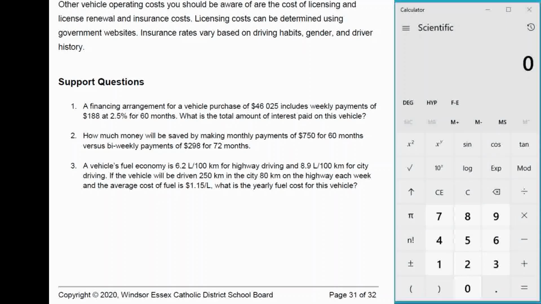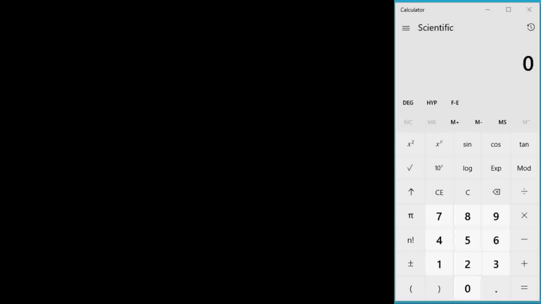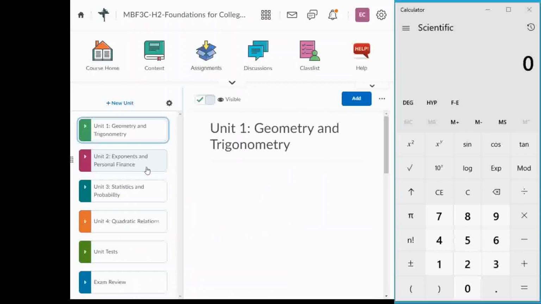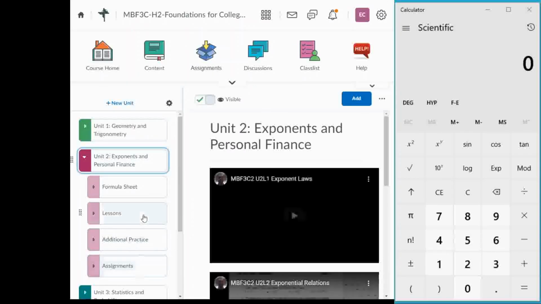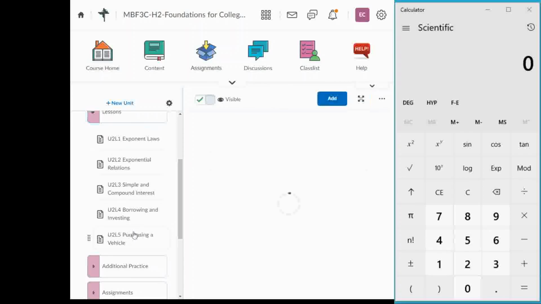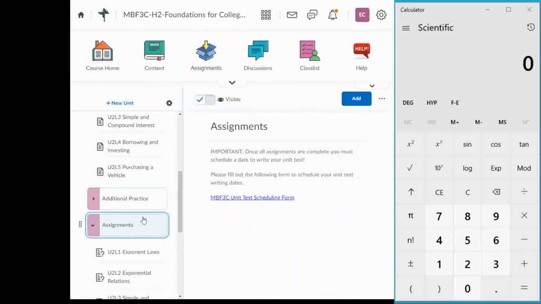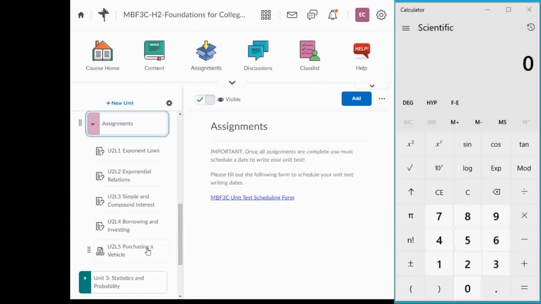So I will now show you, let me turn this off, what your assignment will look like. So let's go to the content section, and under the lessons, you'll see this lesson, of course. But when you're done with that, I want you to go to assignments, and you'll see purchasing a vehicle here.